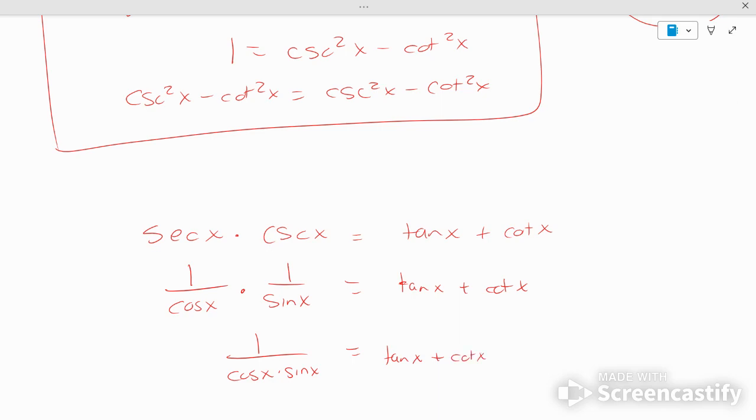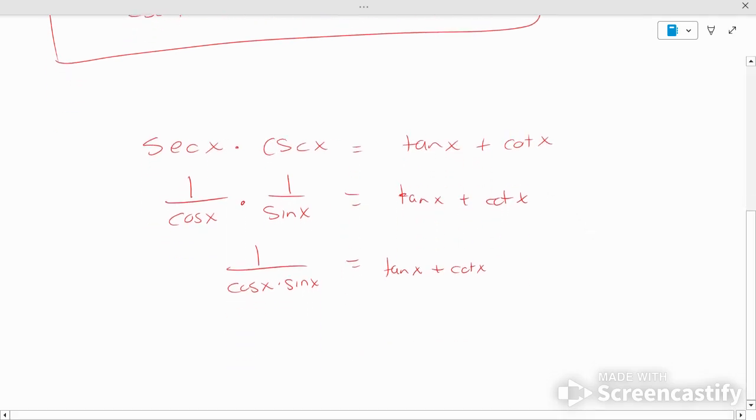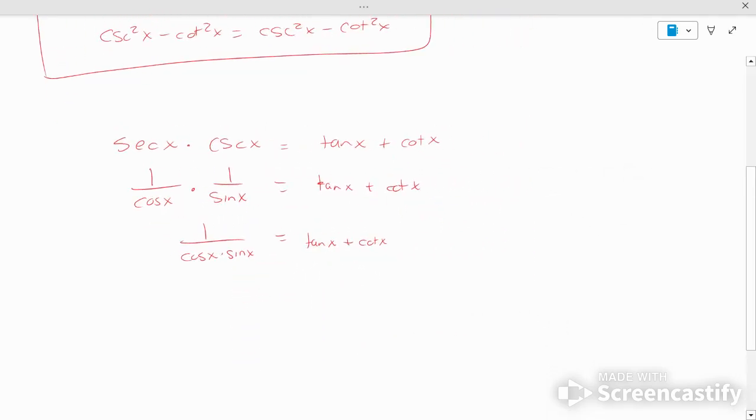This is where we have to look at what we have, and off to the side, you have to say, well, I know that tangent of x plus cotangent of x is sine of x over cosine of x plus cosine of x over sine of x, right? So if I want these together, I'd have to multiply by sine of x over sine of x, and cosine of x over cosine of x, right?